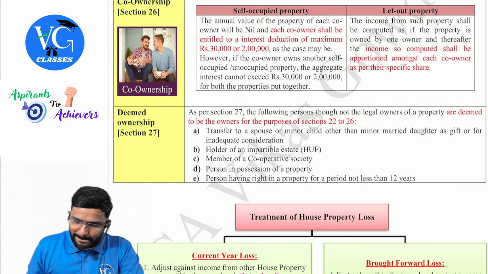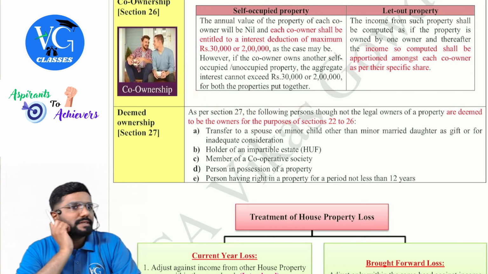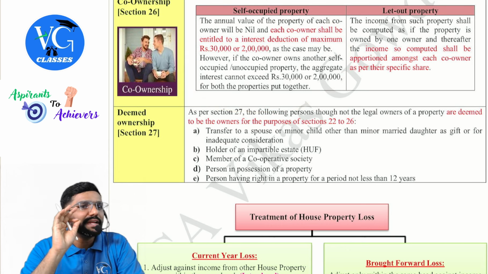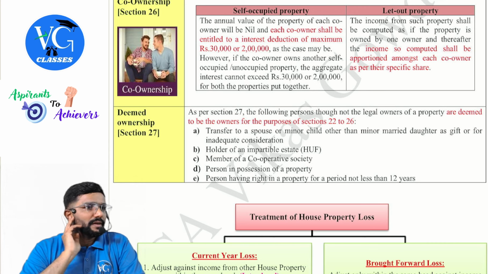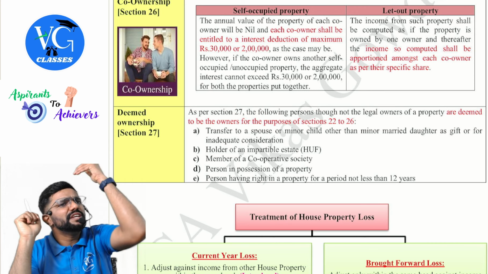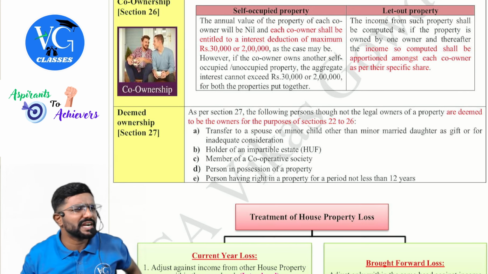In what share? Co-ownership share. Whatever is the share of ownership, divide it in that ratio. Okay, sir. Coming to self-occupied property. Each co-owner can claim 2 lakh or 30,000. Assume 5 co-owners are there. Each co-owner can claim interest of 2 lakh or 30,000, depending upon the conditions.